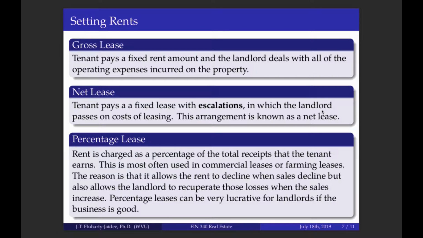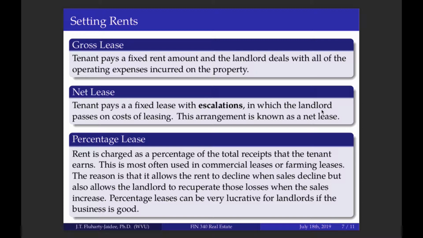Setting rents. There are 3 methods for setting rents in rental agreements. One is the gross lease, the next is net, and the last one is the percentage lease. There's another one called the index lease, but it's not common to a huge extent, so we're only going to talk about these 3 here.